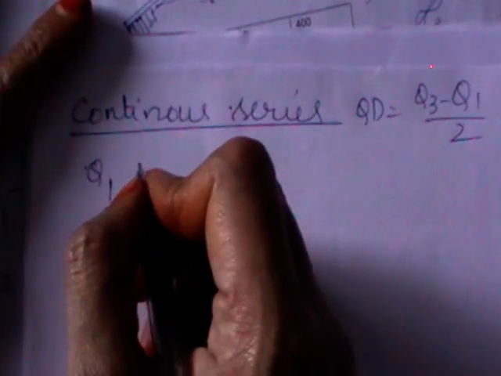Let us do it for continuous also. For continuous series, you need to calculate Q1. The QD formula is the same, Q3 minus Q1 by 2. So the calculation of Q1 is going to change and the calculation of Q3 is going to change.